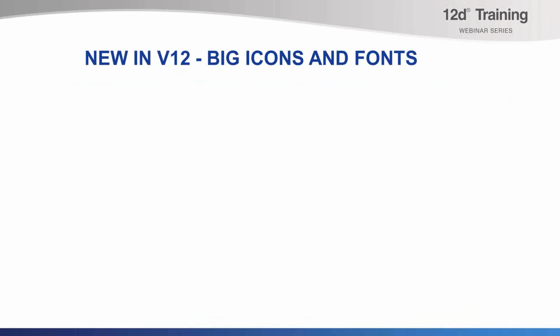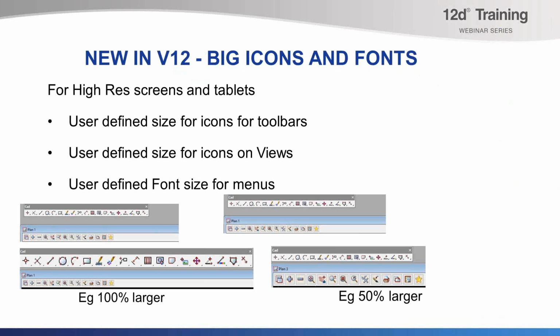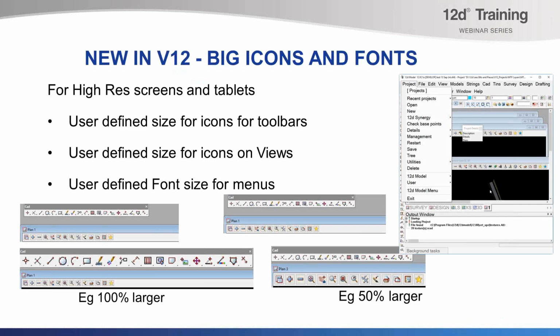I'll be working in version 12 today, and some of the new features in version 12, particularly for surveyors using tablets and so forth, has been a problem of the icons being small and the fonts being small. So we've actually put into the environment management file the ability to define the size of the toolbars and icons in both the external and also within the view. So you can actually increase the size of those, and also the fonts for the main menu options up at the top of the screen. So that's quite a nice feature within 12D.